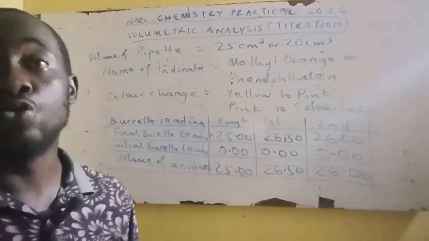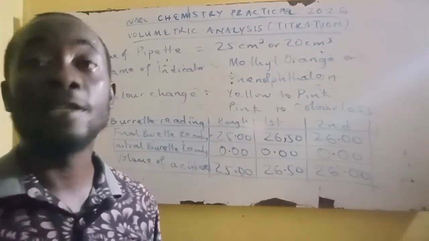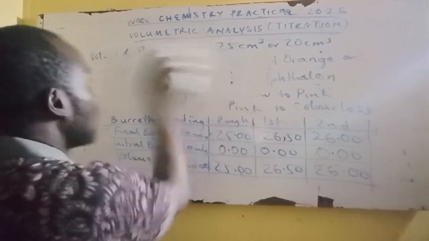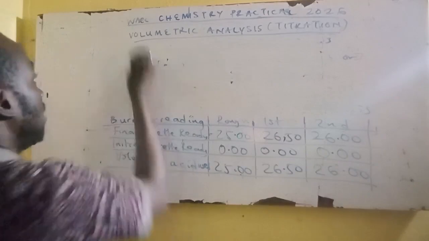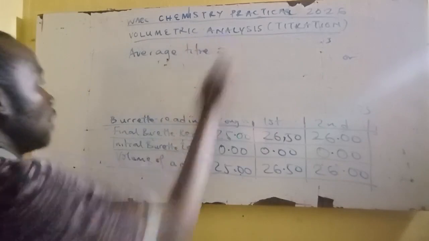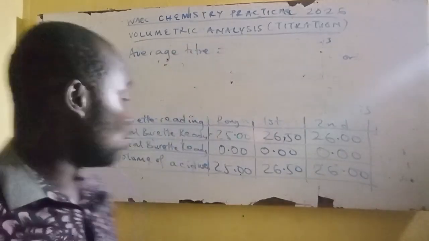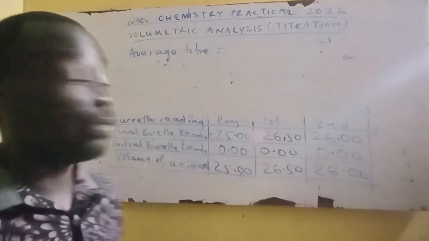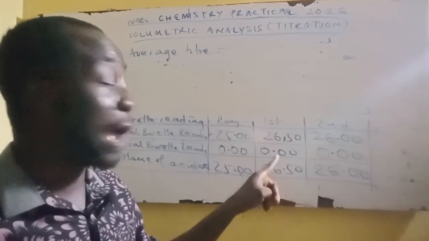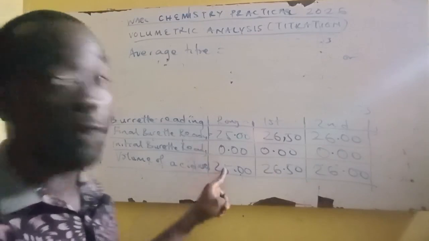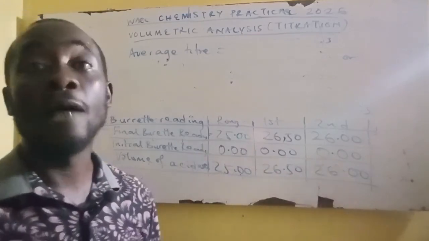The next thing to do is to prepare your average titre value. And how do you go about that? This is what you do. You continue by saying average titre. There are two things that you can do. You can decide to add the rough and first reading and divide it by 2, or you can decide to add the first and second reading, and divide it by 2, or you add the rough, first and second reading and divide it by 3.